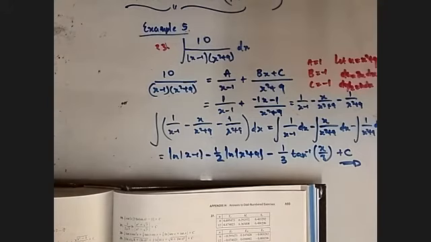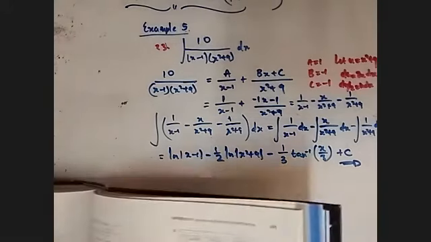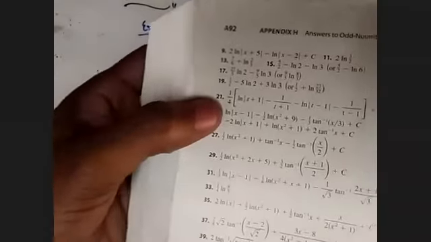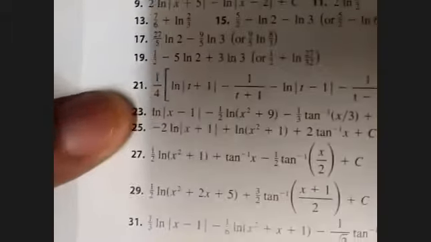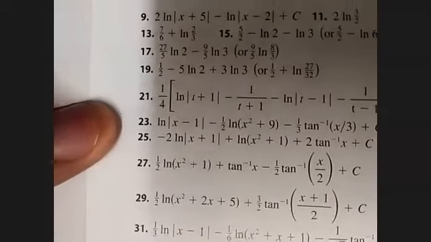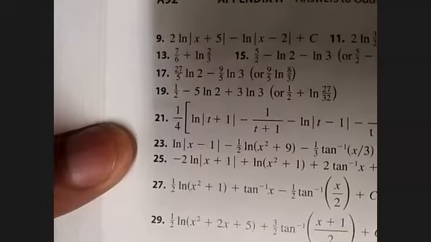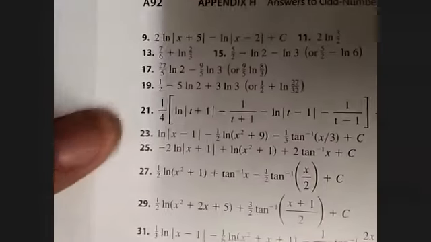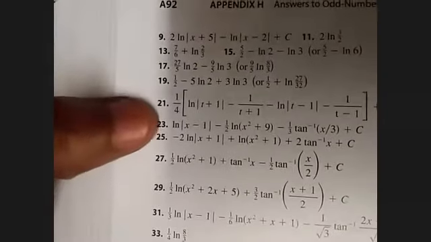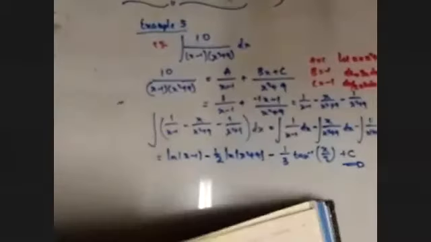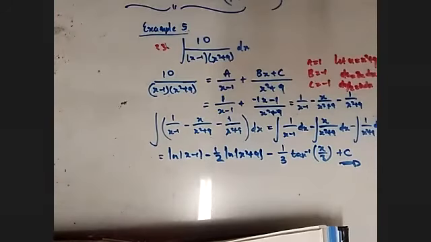This is number 23. Okay. Oh, they actually left it the way I left it. I love it. So this is the solution for number 23 over here. They found the solution: ln of absolute value of x minus 1, minus 1/2 ln of x squared minus 9, minus 1/3 arctan x over 3, plus c, which is the same solution I got for you guys. So if you are not convinced even now, then I don't know.